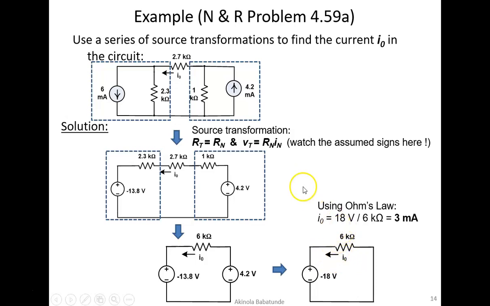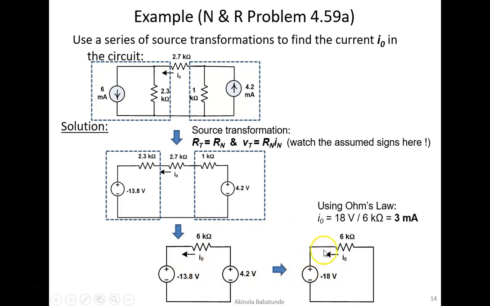So we can say that minus I naught would be equal to V over R. Our V is minus 18. So minus I naught would be equal to minus 18 over 6. Minus would cancel minus. I naught will therefore be equal to 18 divided by 6 kilo ohms, and that gives us 3 milliamperes. This is the second method you can use to find your I naught. If you choose to use another method, you will still obtain the same thing.